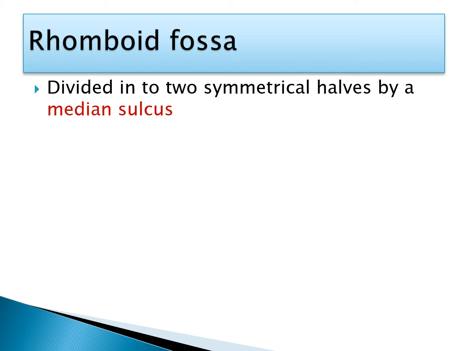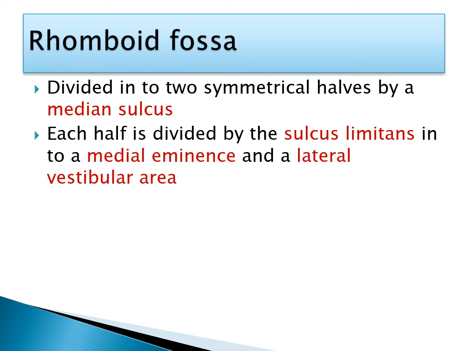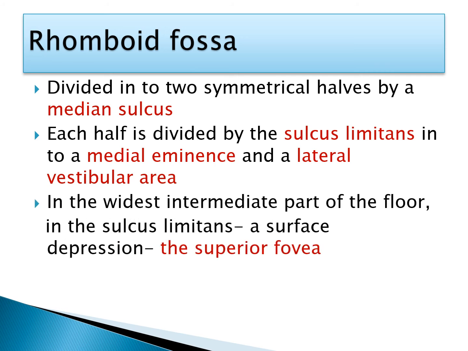It is divided into two symmetrical halves by the median sulcus. Each half is divided by the sulcus limitans into a medial eminence and a lateral vestibular area. The widest intermediate part of the floor, in the sulcus limitans, a surface depression, is called the superior fovea.